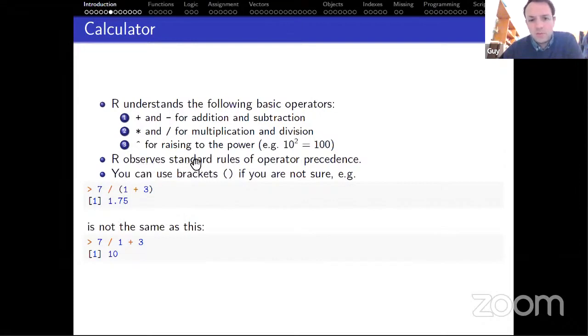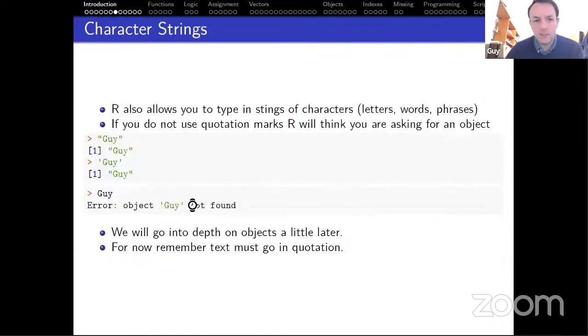R observes standard rules for operator precedence. If we use brackets, it's going to work out what's going on inside the brackets before doing the division, right? So 7 divided by brackets 1 plus 3 is not the same as 7 divided by 1 plus 3. This can help you make sure that everything's evaluated in the order that you like. R also allows you to type in strings of characters, right?